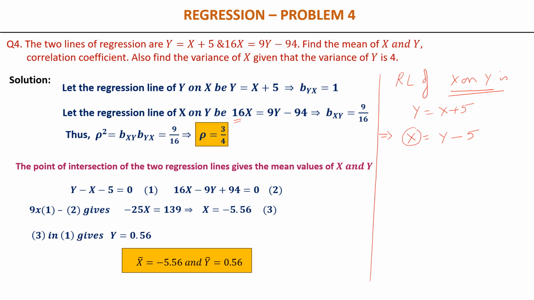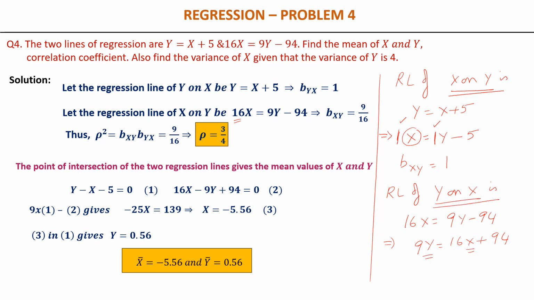So I'm keeping x on the left side. I have rearranged the equation and written it as y minus 5. And so bxy now becomes the coefficient of y when the coefficient of x is 1 on the left side. Yes, it's correct, so bxy is 1. Now come to the second one, the regression line of y on x. We assume that equation to be 16x is equal to 9y minus 94, or rearranged, 9y is equal to 16x plus 94. We have y on the left side and x on the right side, so this is the regression line of y on x.